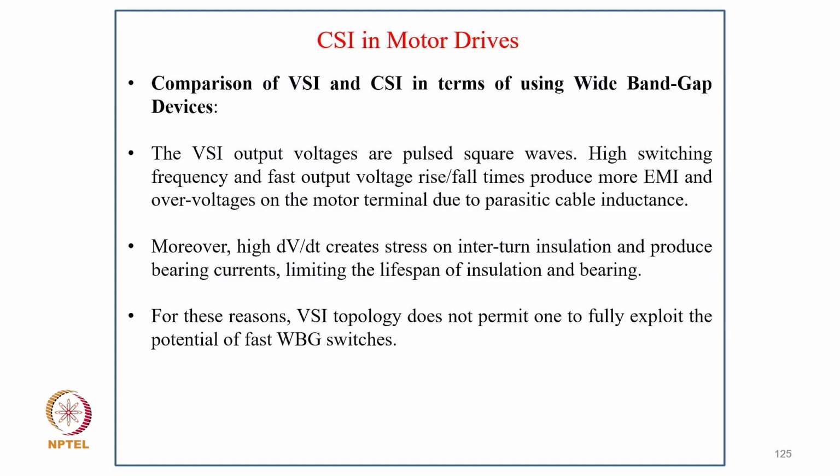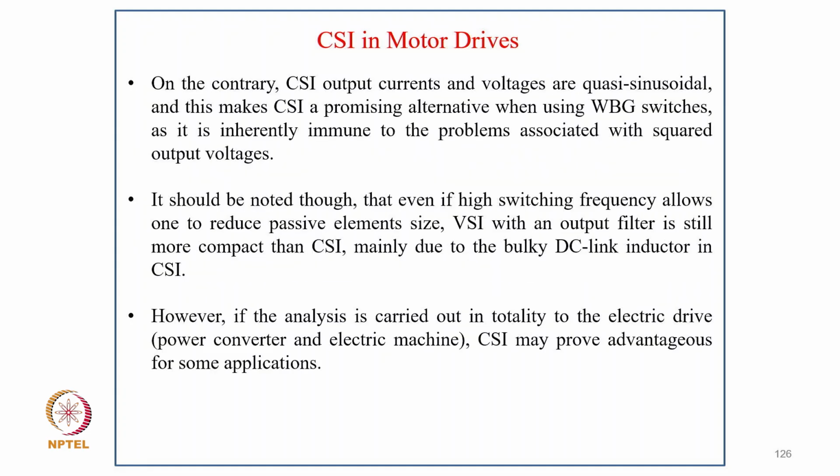Now, a comparison of VSI and CSI in terms of using wide bandgap devices. VSI output voltages are pulsed square waves; high switching frequency and fast output voltage rise times produce more EMI and overvoltage at the motor terminal due to parasitic cable inductance. Moreover, high dV/dt creates stress on interturn insulation and produces bearing currents, limiting the lifespan of insulation and bearings. For these reasons, the VSI topology does not permit one to fully exploit the potential of fast wide bandgap switches. On the contrary, the CSI output currents and voltages are quasi-sinusoidal, and this makes CSI a promising alternative when using wide bandgap switches, as it is inherently immune to the problems associated with the square output voltage.